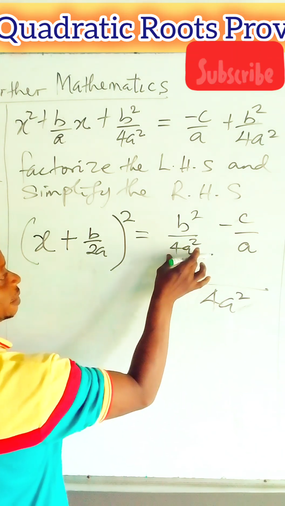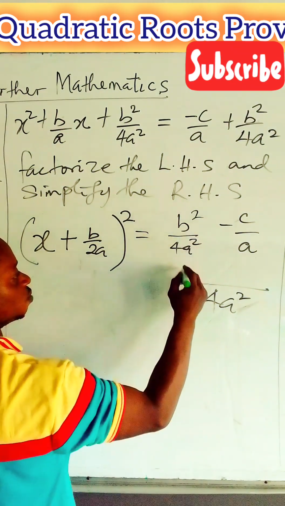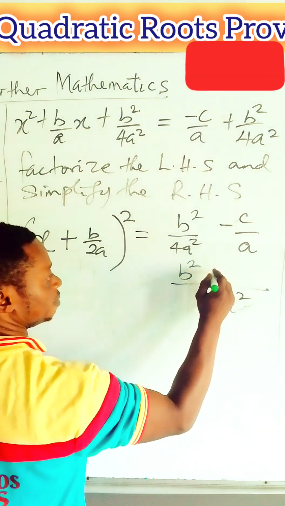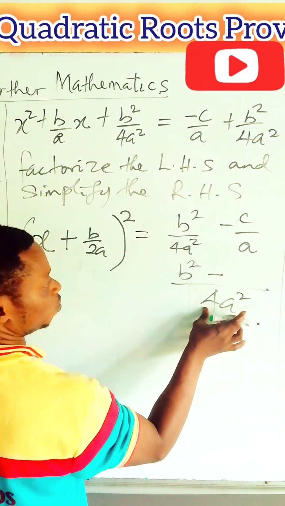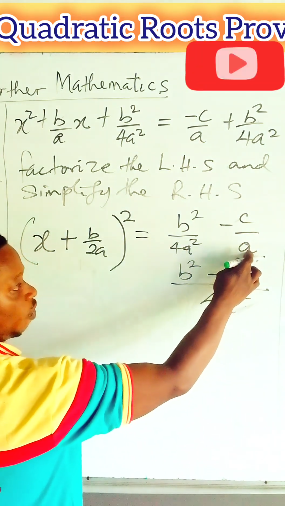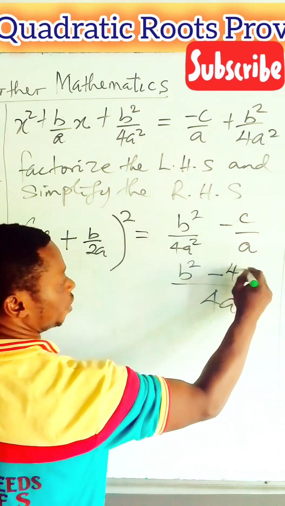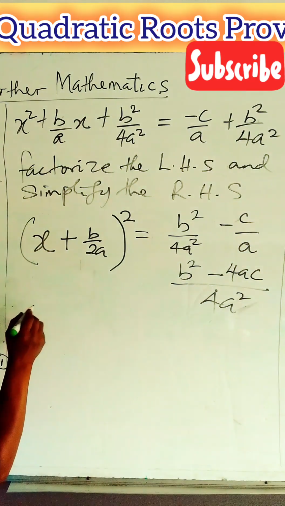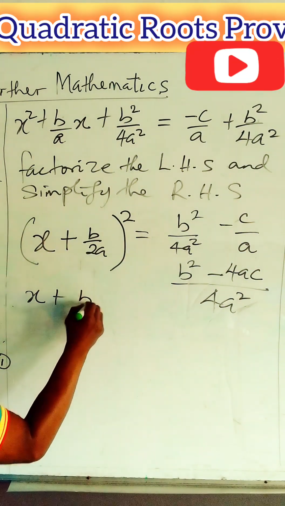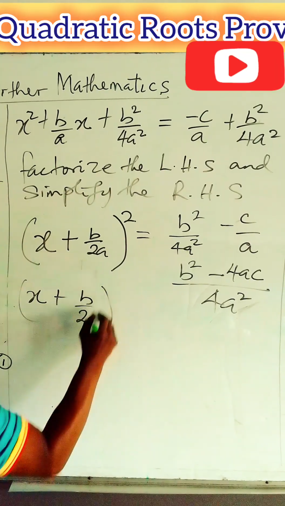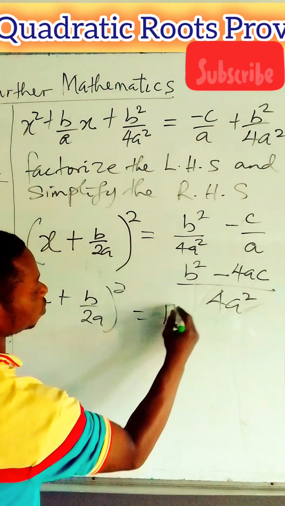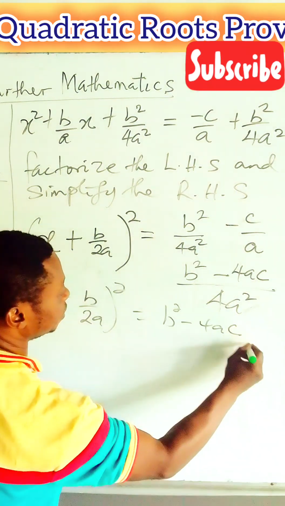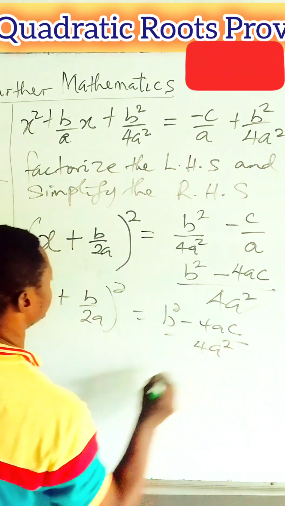We divide this by this, which gives us 1. 1 times b squared is b squared. Maintain the sign, minus 4a squared over a will give us 4a times c. We have 4ac. So, of course, we will have x plus b over 2a all squared gives us b squared minus 4ac over 4a squared.